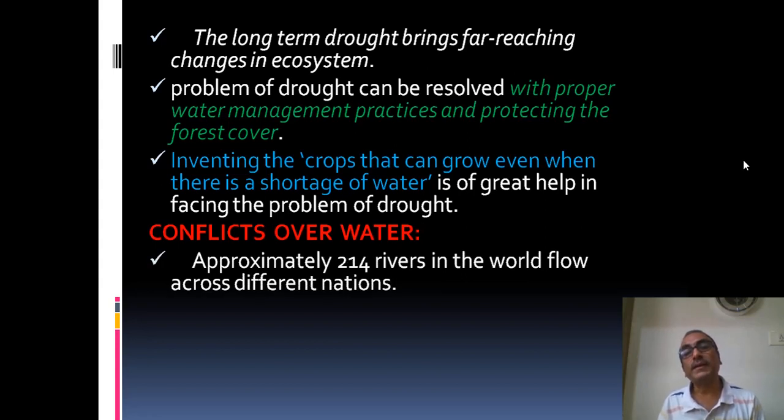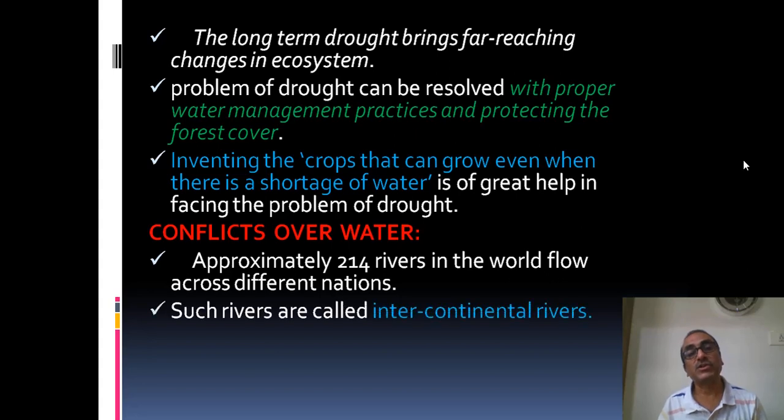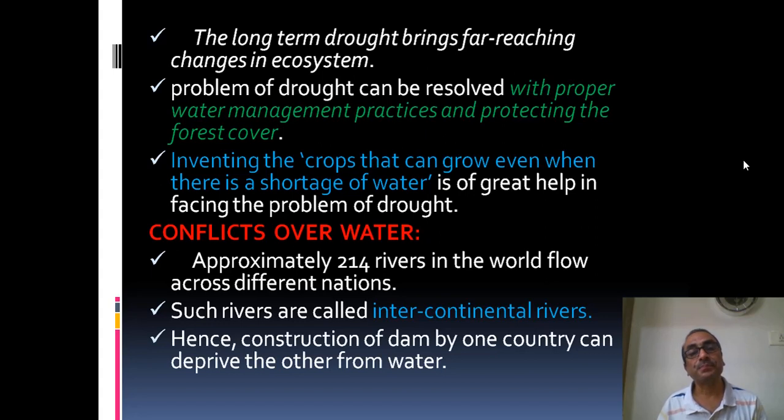Approximately 214 rivers in the world flow across different nations. That means they are shared by different nations. Such rivers are called international rivers. Hence, construction of dams by one country can deprive the other of the water, as I have told you.